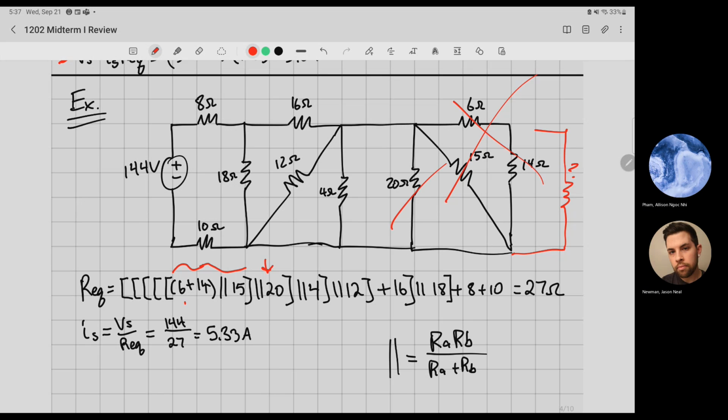So now this whole value is in parallel with this 4. So you calculate all of that, and you get rid of that. So now all of that amount is in parallel with this 12. And then you can get rid of that. You can say all of that amount is now in series with this 16. And so you get rid of that, and you say now all of that amount is in parallel with this 18. So you get rid of the 18.